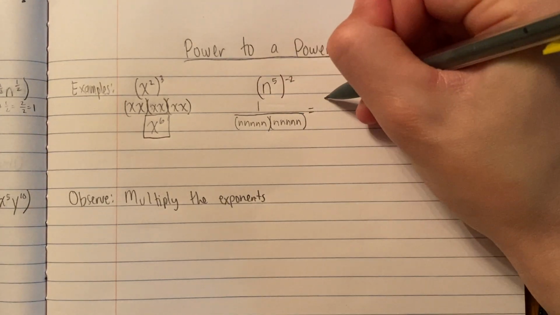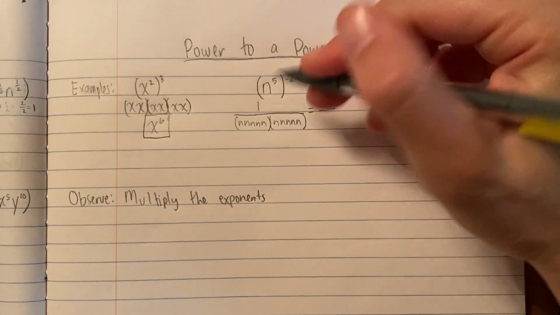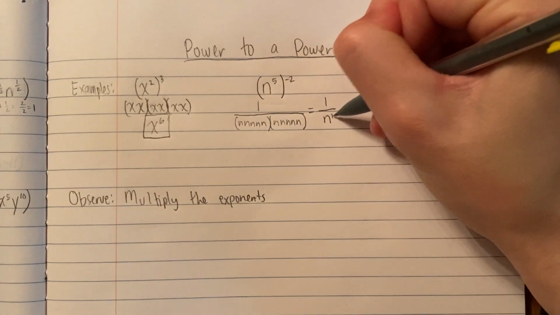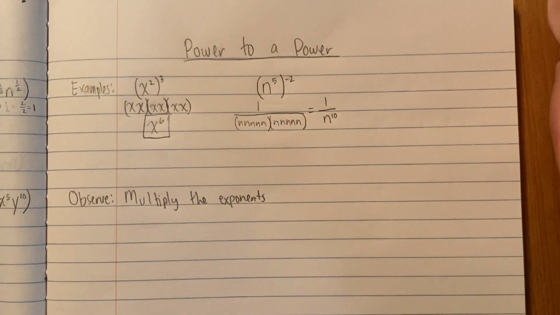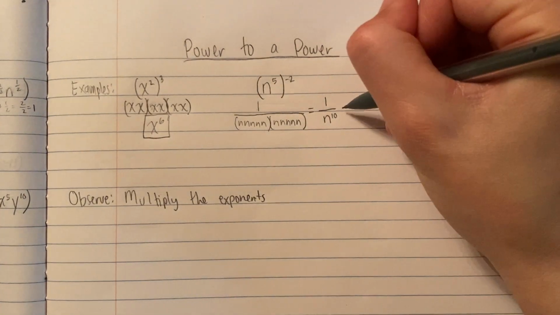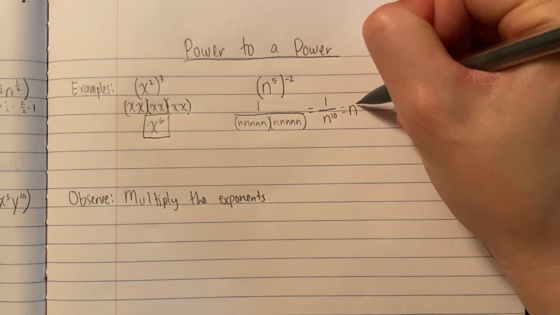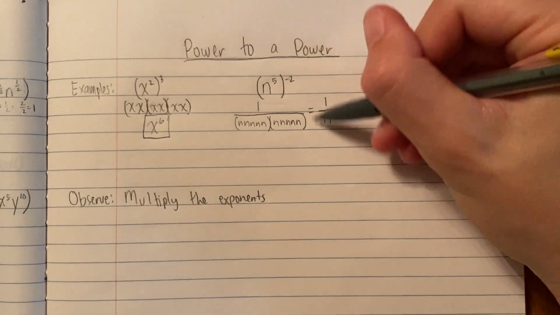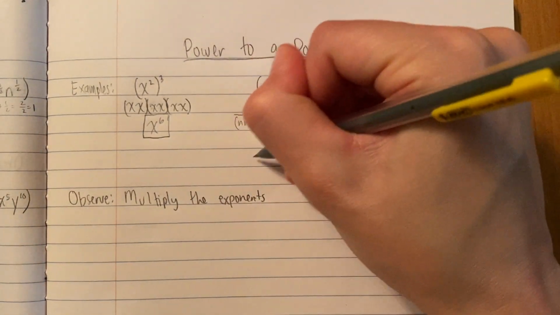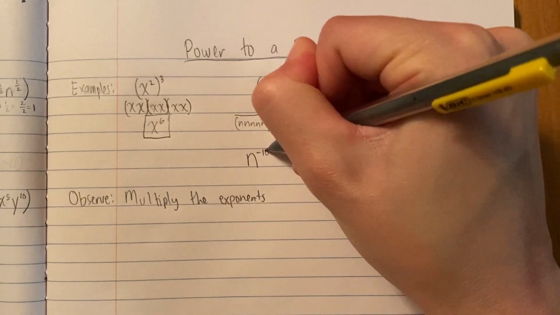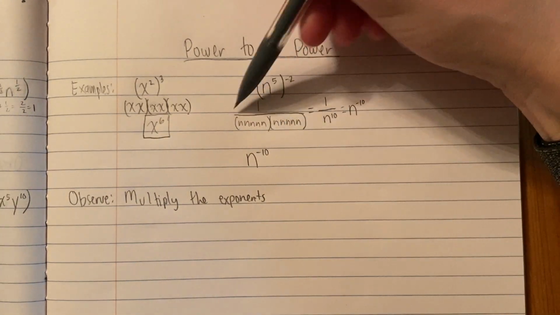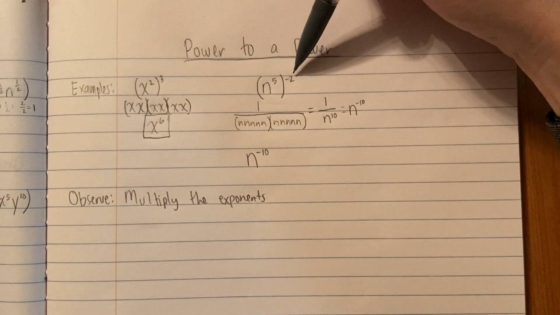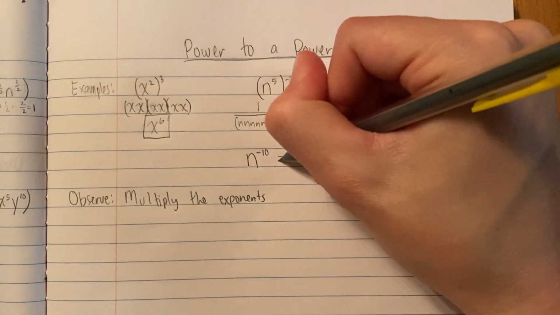So this is the same as 1 over, how many n's are here? 10, right? There's 5 and 5. This is 1 over n to the 10th. Or, in other words, right, n to the negative 10th. These are the same thing. Okay. Now, you're going to put this in your answer, right? But this is the same as n to the negative 10th. Now notice, where did I get n to the negative 10th? Well, I did the long way, but you can also see 5 times negative 2, that's negative 10.